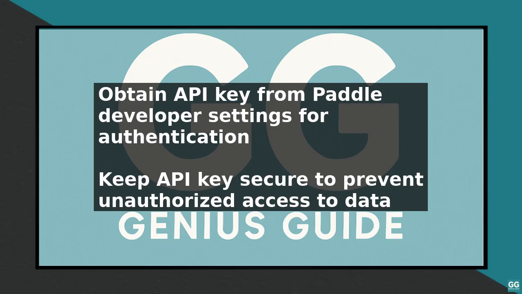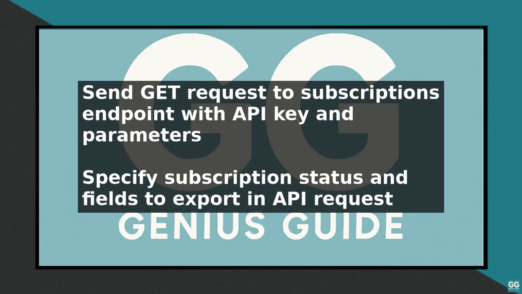To export subscriptions, you can use the Paddle API to send a GET request to the subscriptions endpoint. You need to specify the API key, the subscription status, and any other relevant parameters in the request. The API will return a JSON response containing the subscription data.